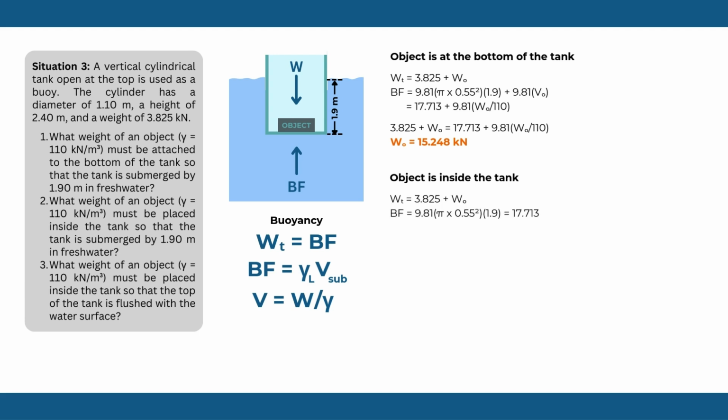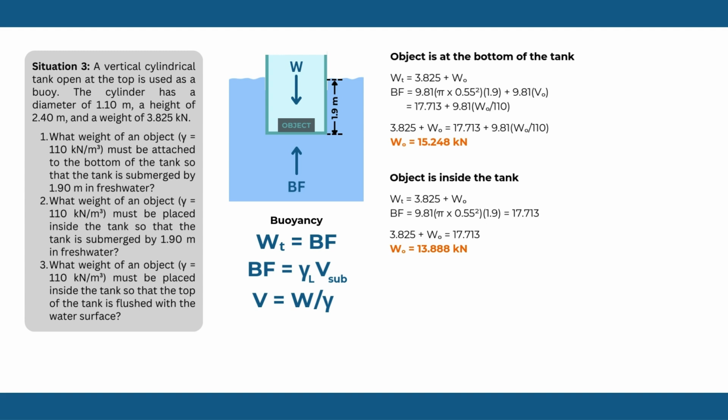So, ang total weight natin is same as kanina na 3.825 plus W sub O lang. Tas yung buoyant force naman natin, ang ko-consider lang na submerged volume is yung sa value ng cylindrical tank. Therefore, yung buoyant force natin would just be equal to 17.713 kilonewtons. Equating the value of total weight and buoyant force, makukuha na natin agad yung value ng unknown weight, which is 13.888 kilonewtons.